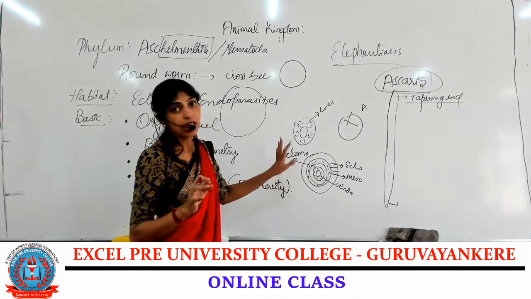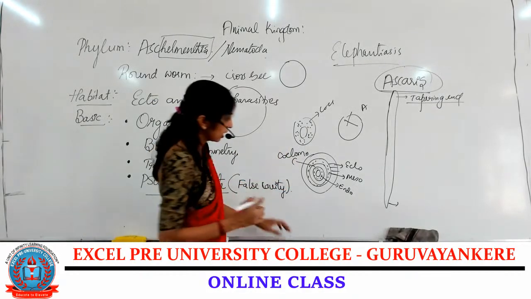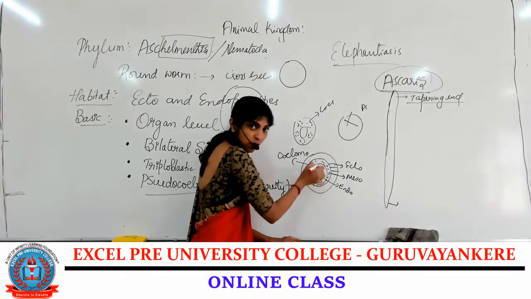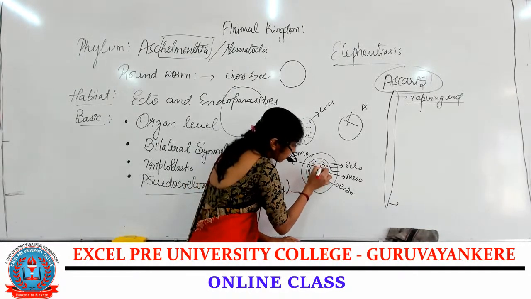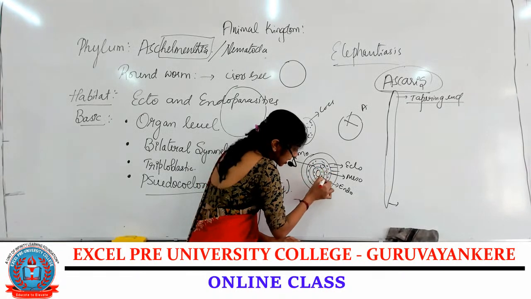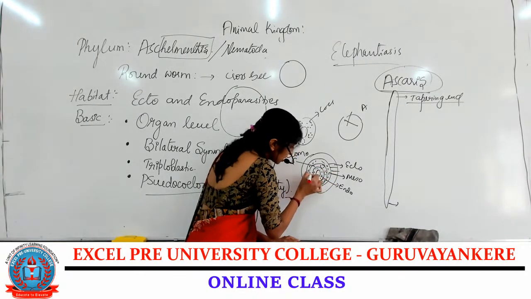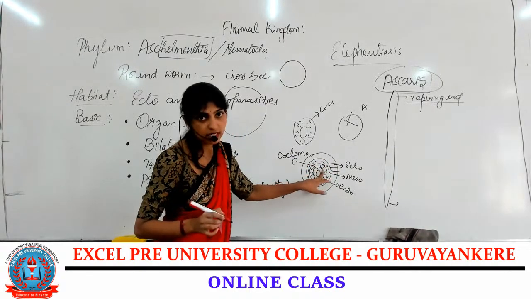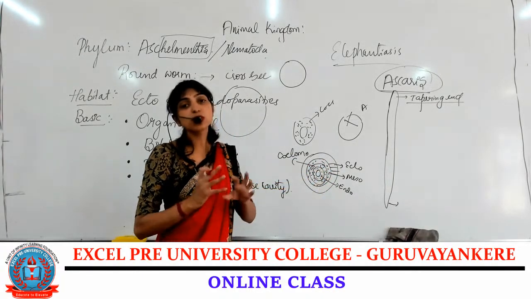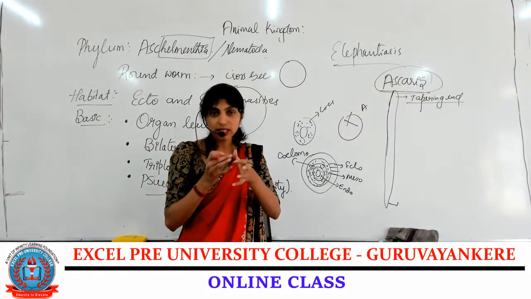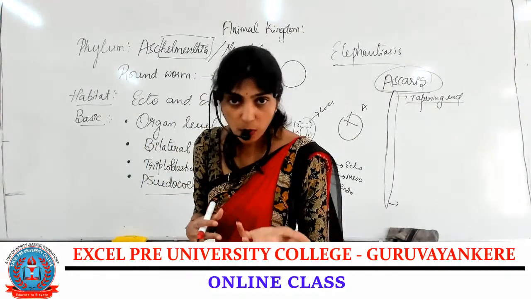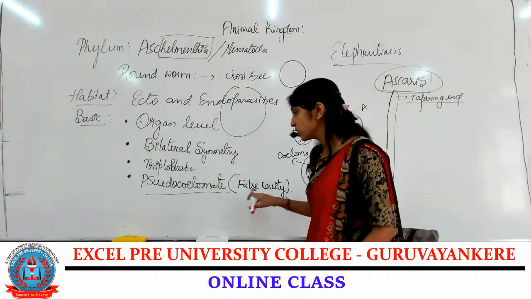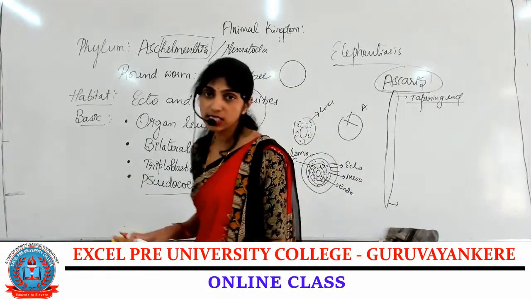But here, in the case of Aschelminthes, this cellular layer is not present around the body cavity. Here they will be having groups of mesodermal cells arranged in the cavity. That means there is no space. The group of cells are arranged in that cavity. That is called pseudocoelom. That means they have a body cavity, but it is not a true body cavity. That type of coelom is called pseudocoelom or false coelom.